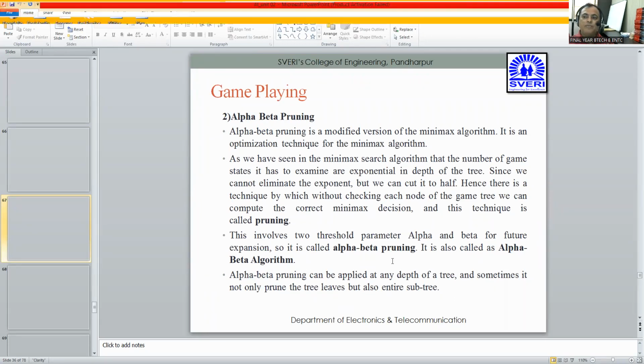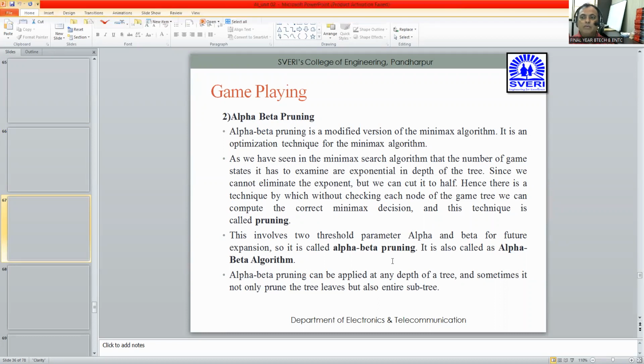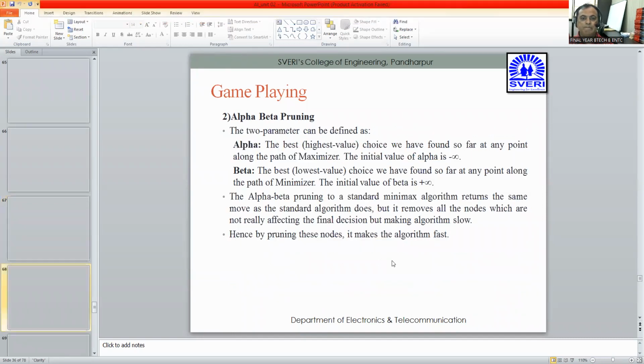What is happening in the minimax algorithm is that each and every node comes into the picture, hence the algorithm becomes slow. So in this case, only those nodes will be considered which are very important or on which the value depends. The other things will be avoided. This technique is called pruning. So this involves two threshold parameters, alpha and beta, for future expansion, that is called alpha beta pruning. Hence, it is also called the alpha beta algorithm.